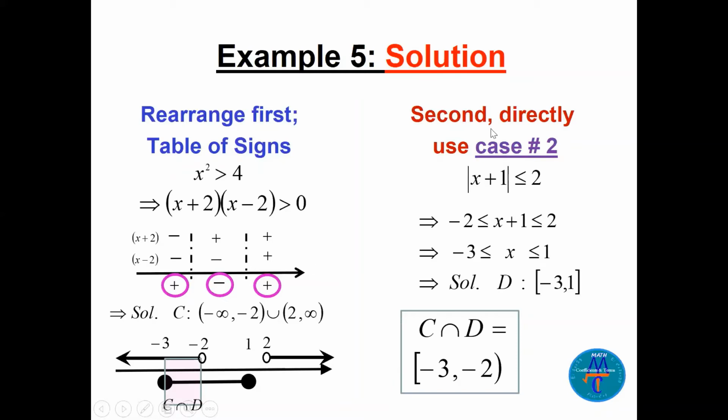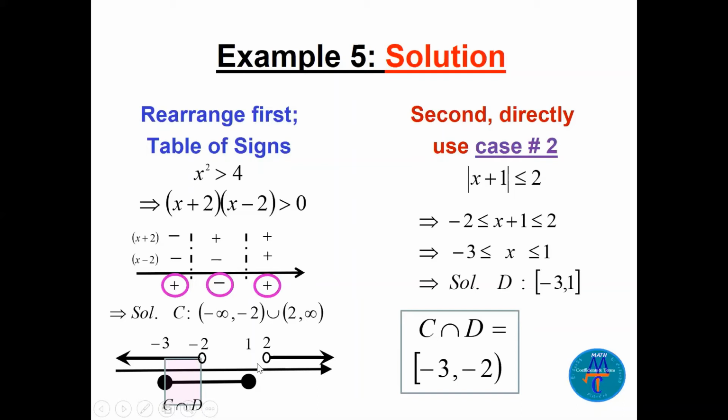Now, in the second one, directly apply case number 2, because absolute value is less than a number. So x plus 1 is between minus 2 and 2, subtract 1 here. So the solution D is minus 3 to 1. You can draw it here. See, minus infinity to minus 2, 2 to infinity. And then between minus 3 and 1, what is the intersection? This is the only intersection here, between minus 3 closed to minus 2 open. There is no intersection on this side.